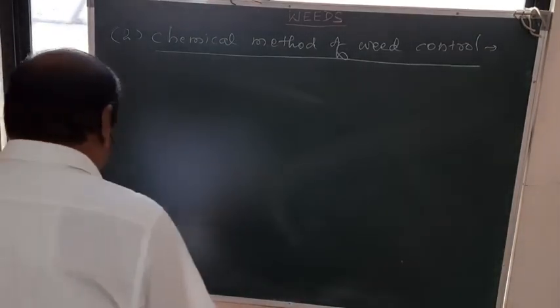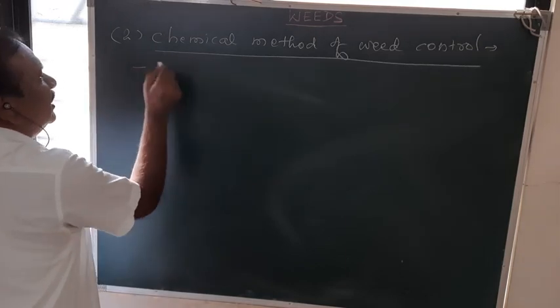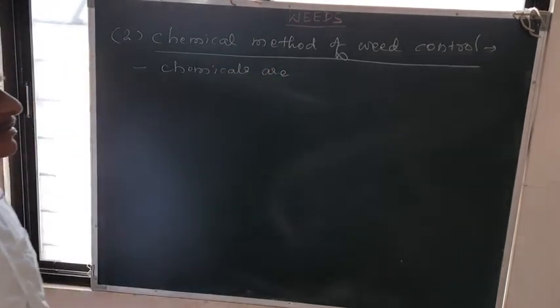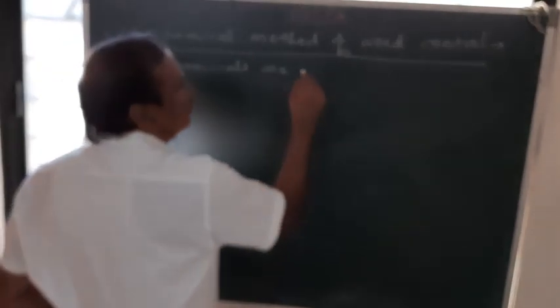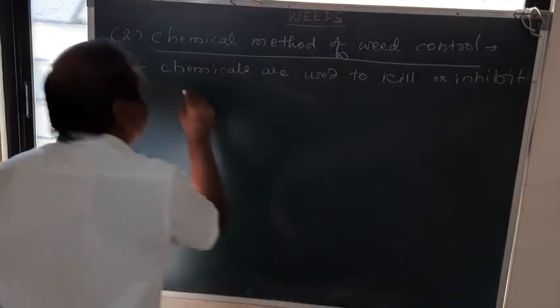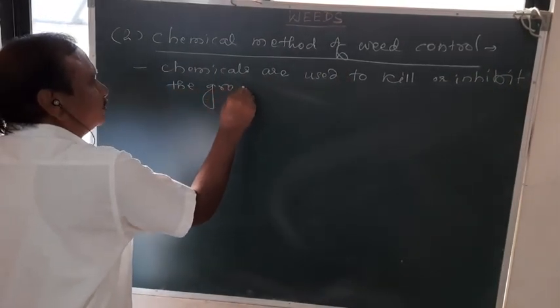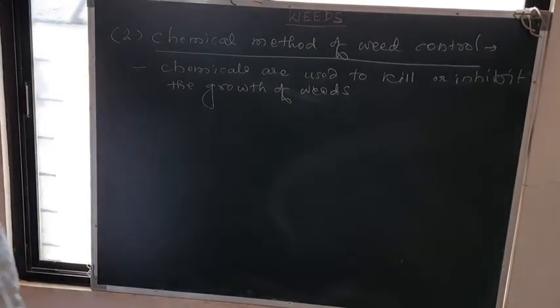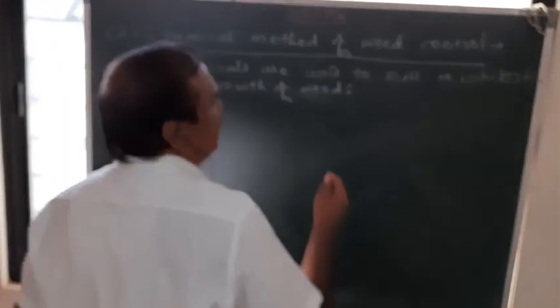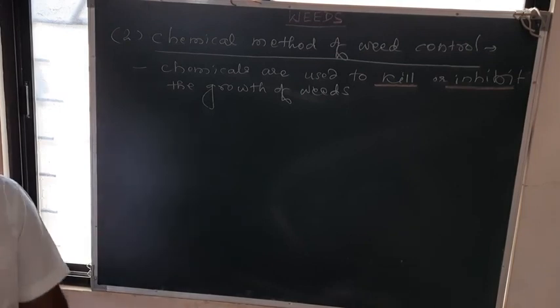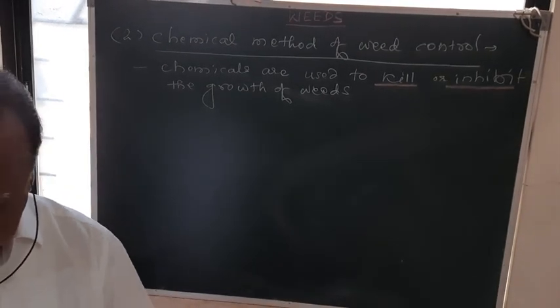Here the chemicals that are used, or we call them weedicides, are used to kill or inhibit the growth of the weed. By this method we will control the growth of the weed. Chemicals which are used to kill or inhibit the growth of the weed are known as weedicides.